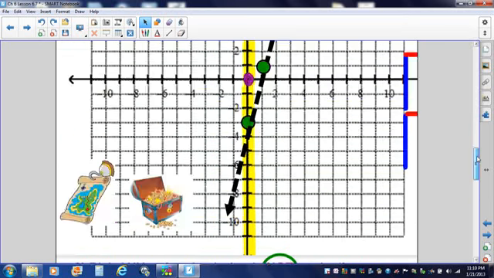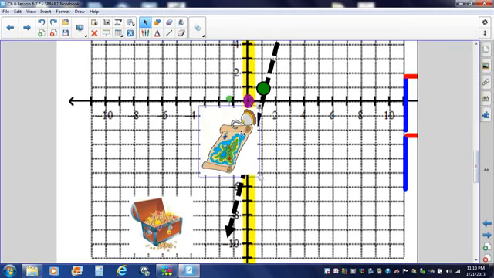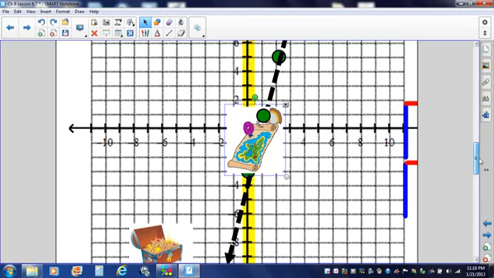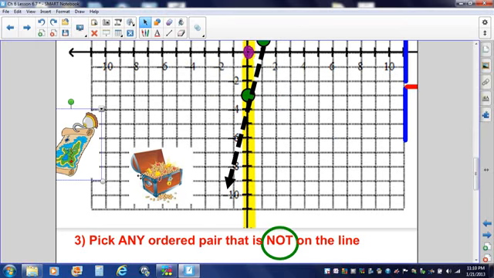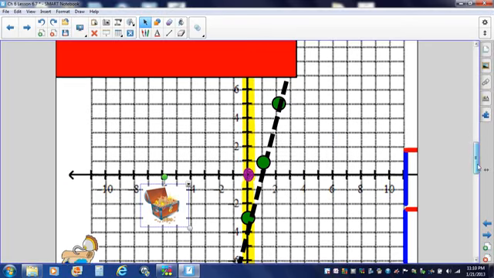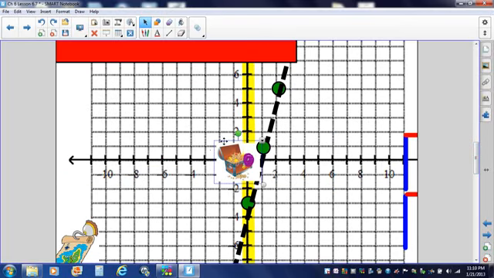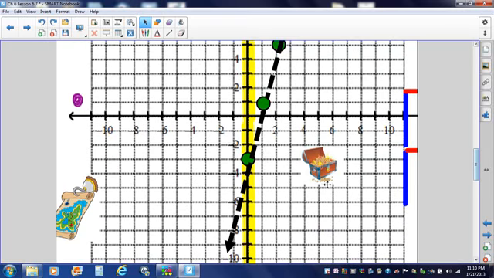Alright, so what does the crazy math teacher mean? Pretend that you have a treasure map and you're walking up and down this dashed line looking for the treasure. We know that the treasure is going to be either on the left side of the line or on the right side of the line. The treasure will never be on the line.